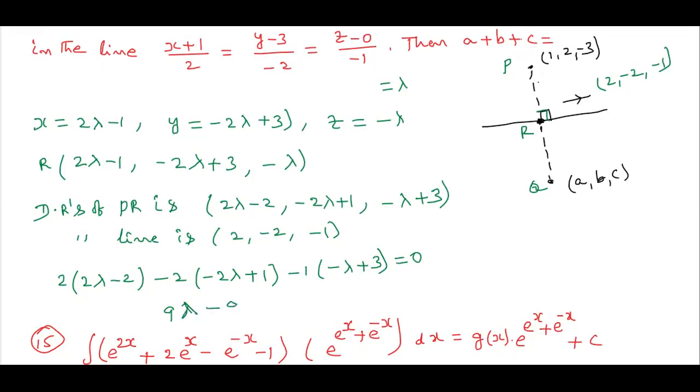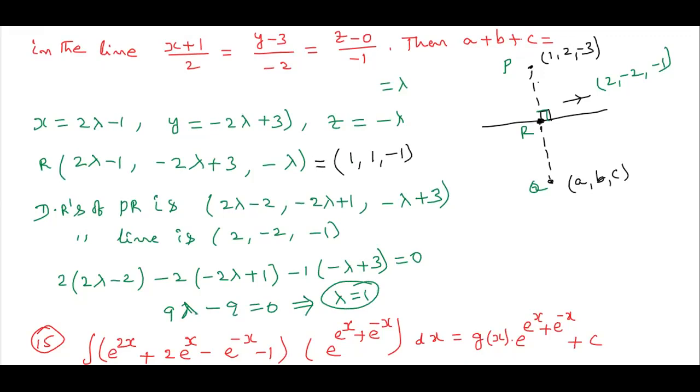9 lambda minus 9 is equal to 0. 9 lambda is equal to 9. So lambda value is 1. Substituting this lambda value here, we get the R value. Lambda is 1, so here we get 1. Next here also 1. Next minus 1.